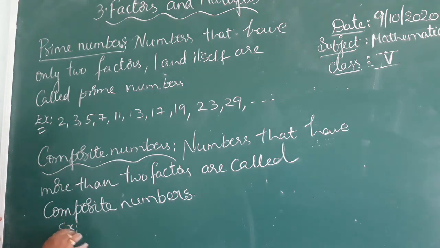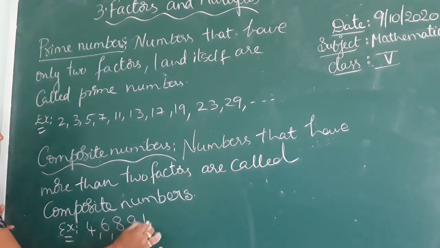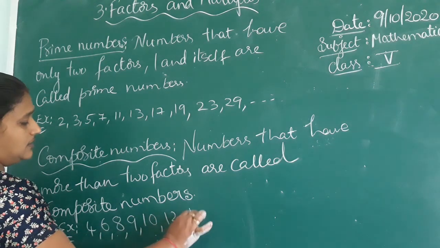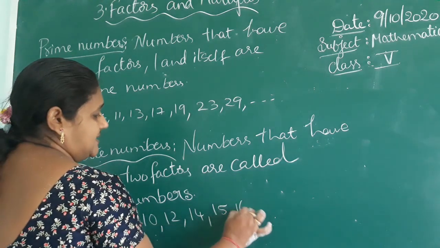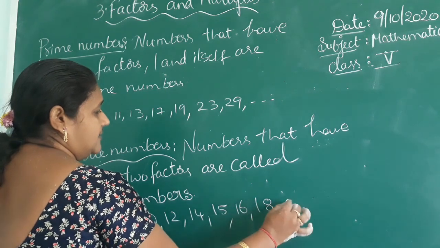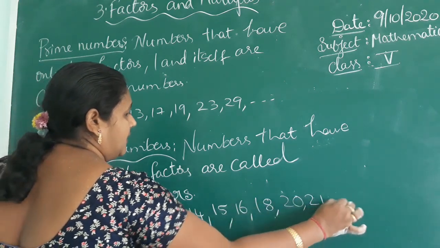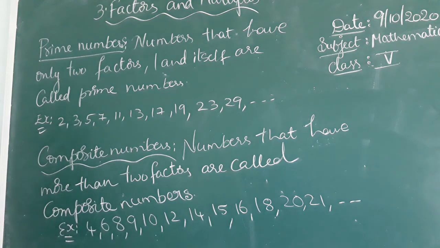For example, 4, 6, 8, 9, 10, 12, 14, 15, 16, 18, 20, 21 and so on. Those are the composite numbers. Having only two factors, prime. Having more than two factors, those are composite numbers. These are the examples of prime numbers and composite numbers.